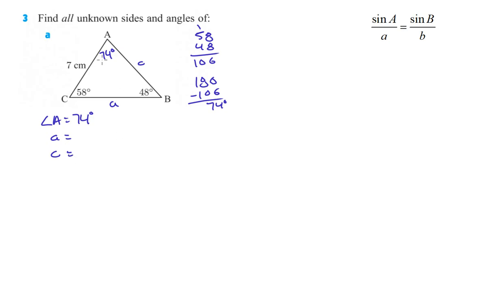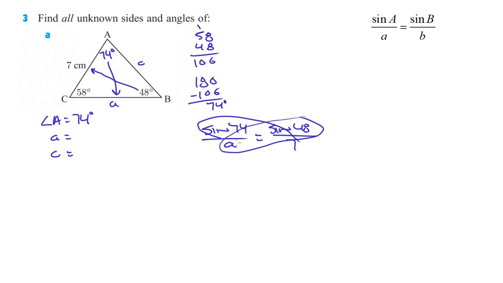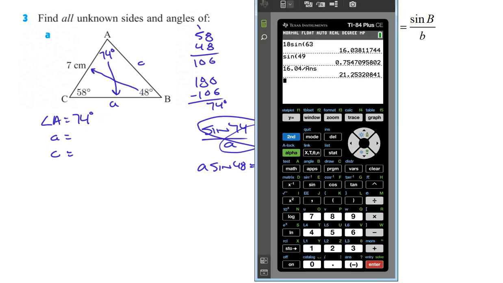So if we want to figure out A, we'd have to do these two. So we could do, say, sine 74 over A is going to equal. Now here's the important part. There's only one piece that we have the angle and the side across from it, so we have to make sure we use this. So sine 48 over 7, cross products, and then away we go. So A sine 48 is going to equal 7 sine 74.